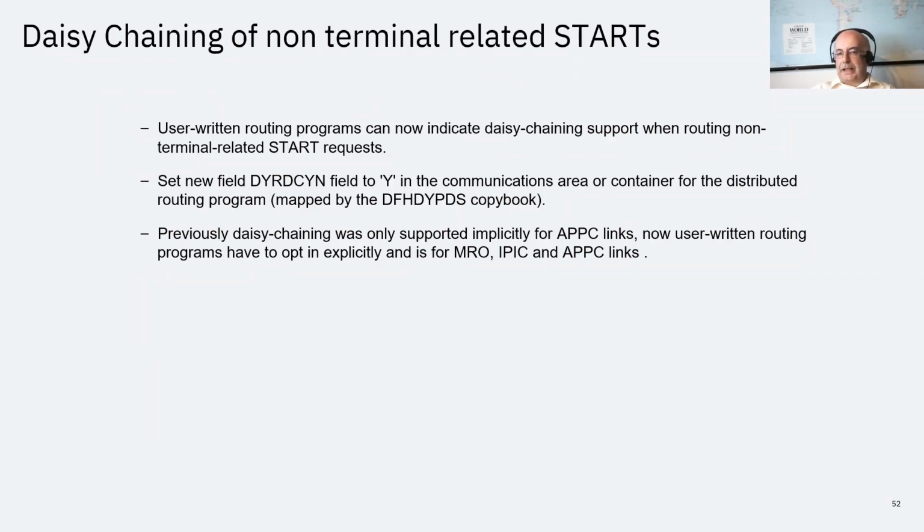And so the case came in, and we took a look at this, and we thought, oh, that's a surprise, because we didn't think it was supported at all. But after a lot of discussion, we decided that it was safe to do so. And so rather than it working implicitly just for APPC, we've now externalized that. So you set a new field in the routing program COMMAREA to say, I want this support, and it will apply equally over MRO, IPIC, and APPC.